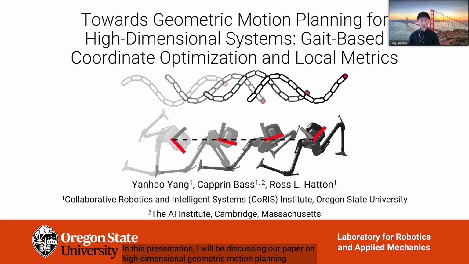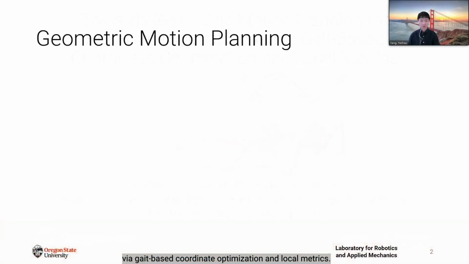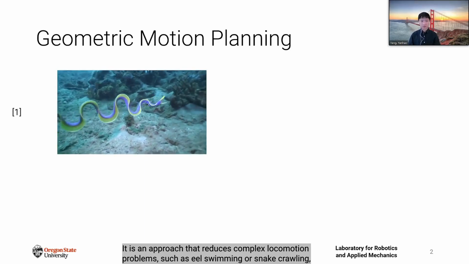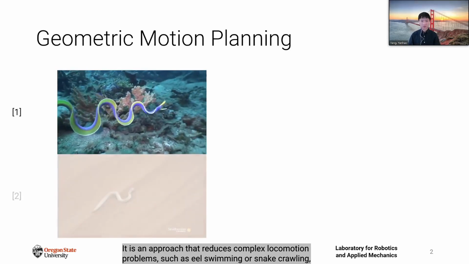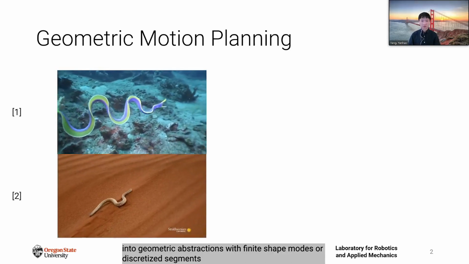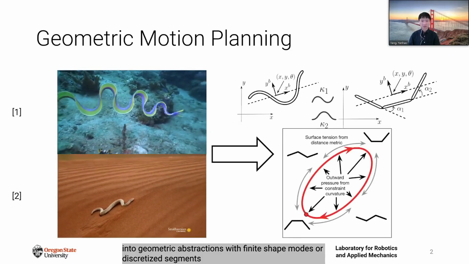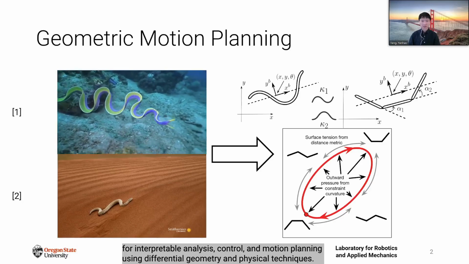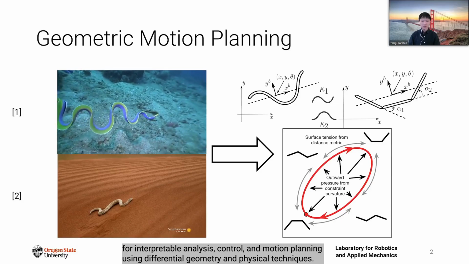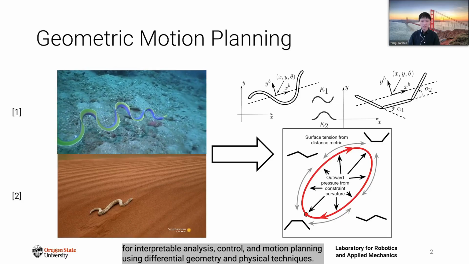In this presentation, I will be discussing our paper on high-dimensional geometric motion planning via gate-based coordinate optimization and local metrics. First, what is geometric motion planning? It is an approach that reduces complex locomotion problems, such as eel swimming or snake crawling, into geometric abstractions with finite shape modes or discretized segments for interpretable analysis, control, and motion planning using differential geometry and physical techniques.